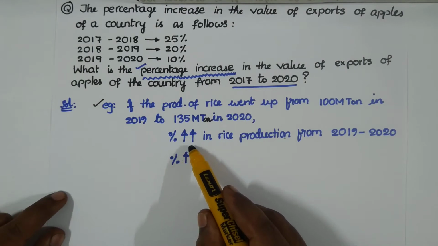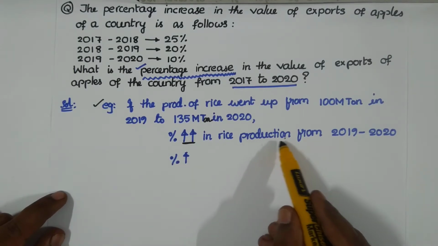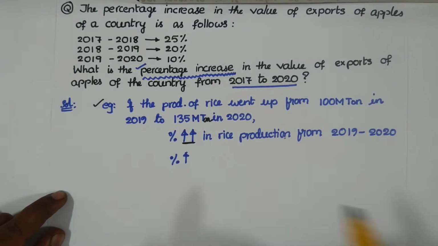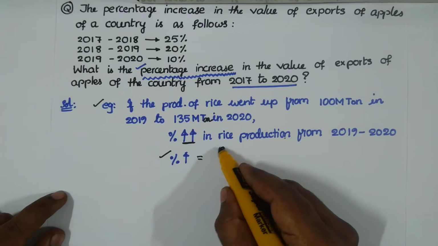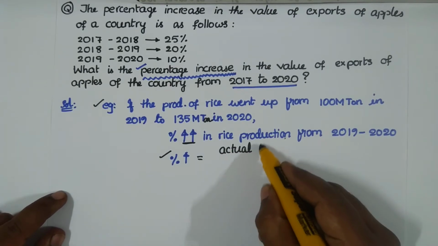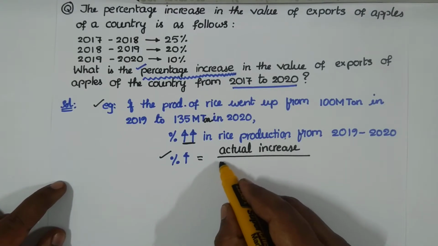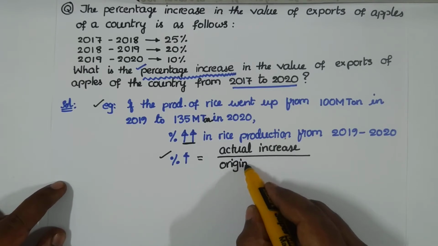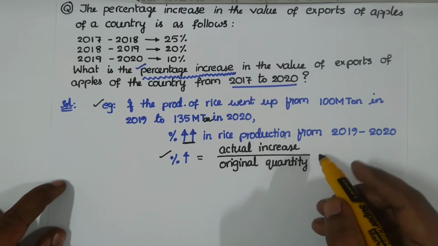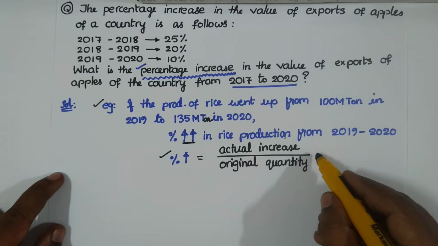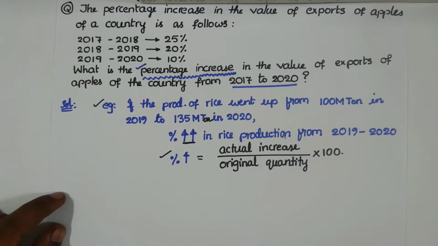Then the percentage increase in rice production from 2019 to 2020 is equal to, the original formula is this: percentage increase equals actual increase over original quantity, multiplied by 100. So the original quantity is the reference or the initial value, and the actual increase is what we will have to take down.